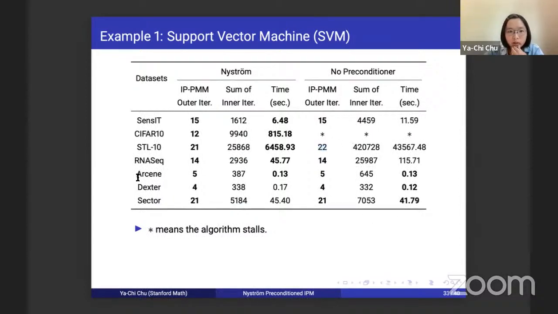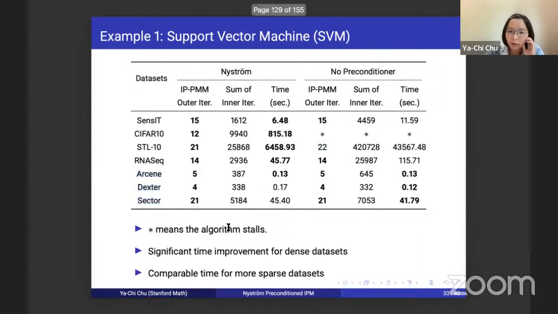Okay, but if we look at the following three data sets, they only have comparable time for the Nystrom preconditioner. It's because these data sets, as we expected, are more sparse. So we didn't get a dramatic acceleration, but it also did not slow down the IPM much. So this choice is kind of robust here.